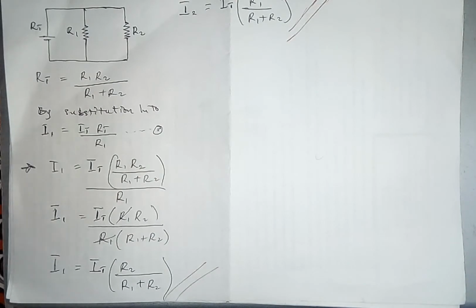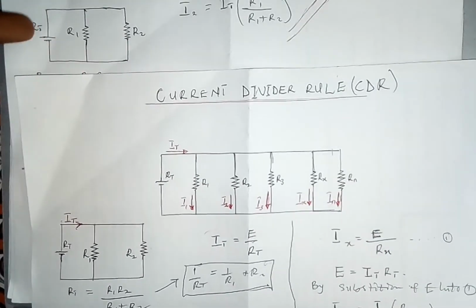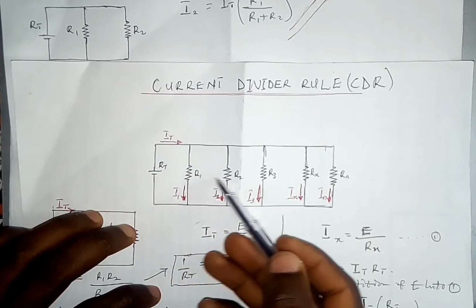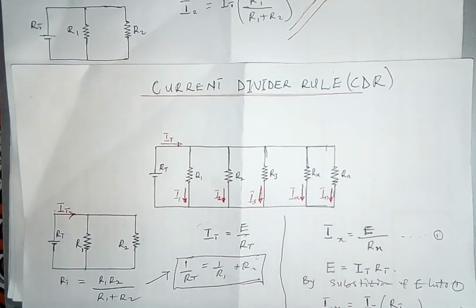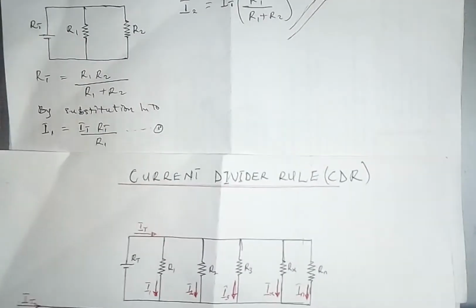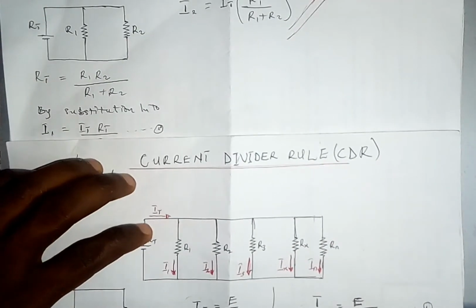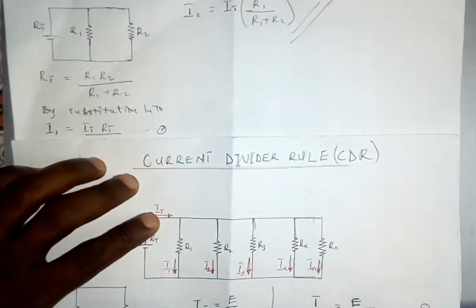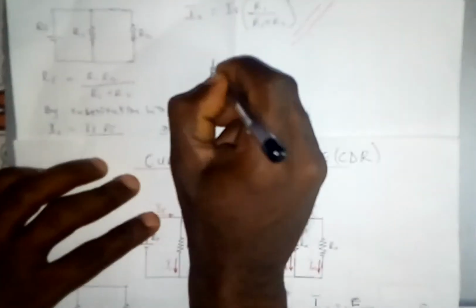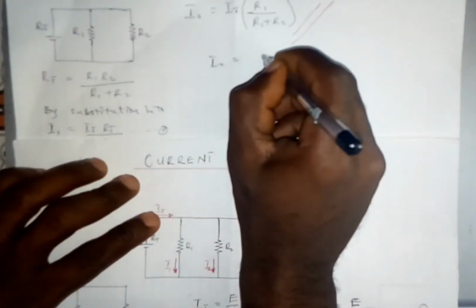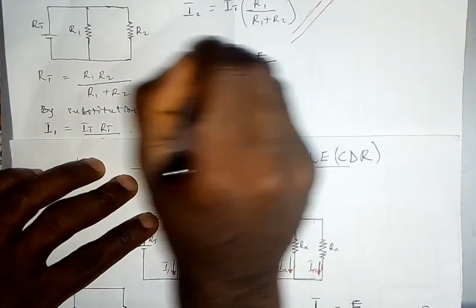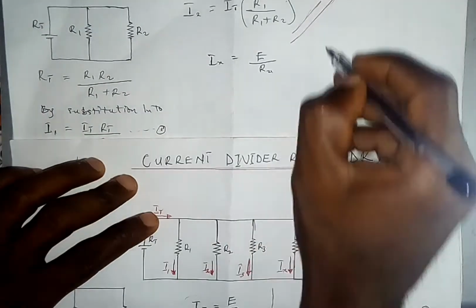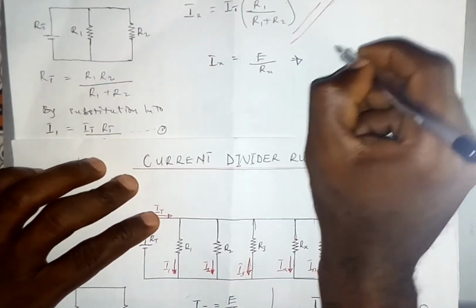So now let's say we have more than just two parallel circuits, like what we have here. We have more than two parallel, so we have 1, 2, 3, 4, 5, and so on. So now what we are going to have is going to be different from what we did here. Let's quickly recall our equation one, which says Ix equals E over Rx.